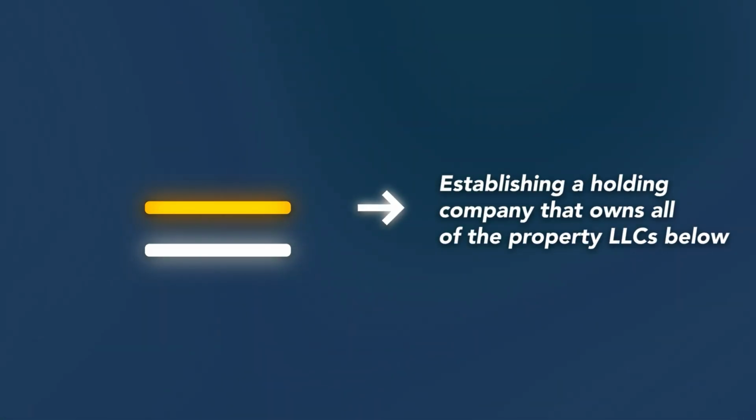So now we've got the property LLC, and now we're gonna move up a layer. Above the property's LLC, I recommend establishing a holding company that owns all of the property LLCs below. You could think of it like this.